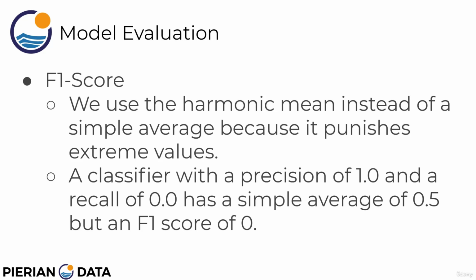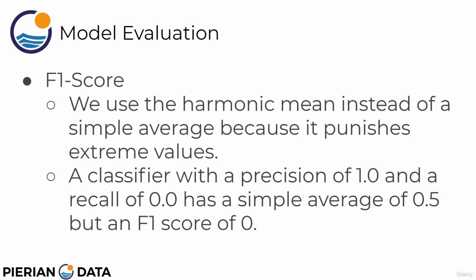So the reason we use the harmonic mean instead of just a simple mean or simple average is because it's going to punish extreme values. For example, if you created a classifier that had a precision of 1, meaning essentially perfect precision, and a recall of 0, essentially the worst recall possible, if you were just to take the simple average of this, then it would be 0.5.